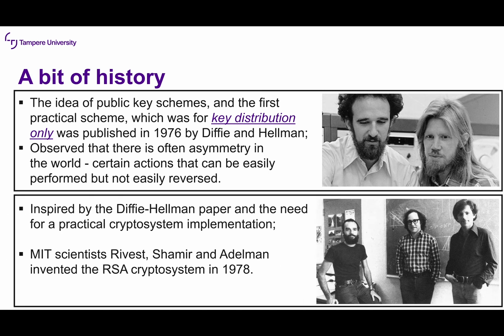Now, inspired by the Diffie-Hellman paper and the need for a practical crypto system implementation of their concept, MIT scientists Rivest, Shamir, and Adleman invented the RSA crypto system two years later, in 1978. This has turned out to be one of the most important and widely used public key crypto systems, and for their ingenious achievement, they were awarded the Turing Award in 2002.